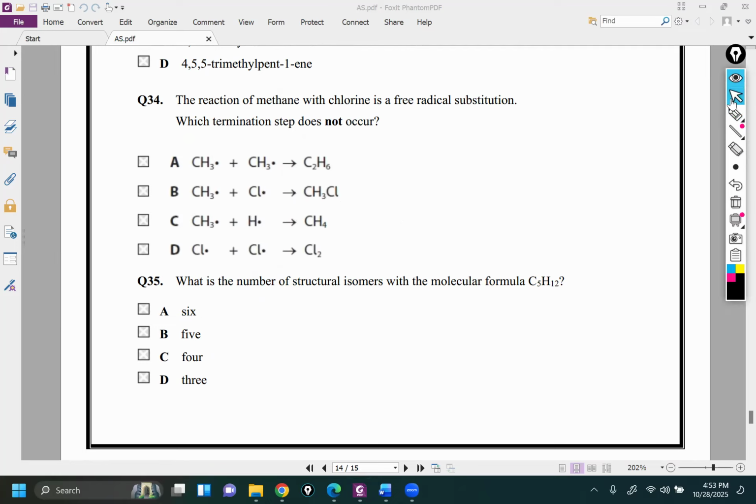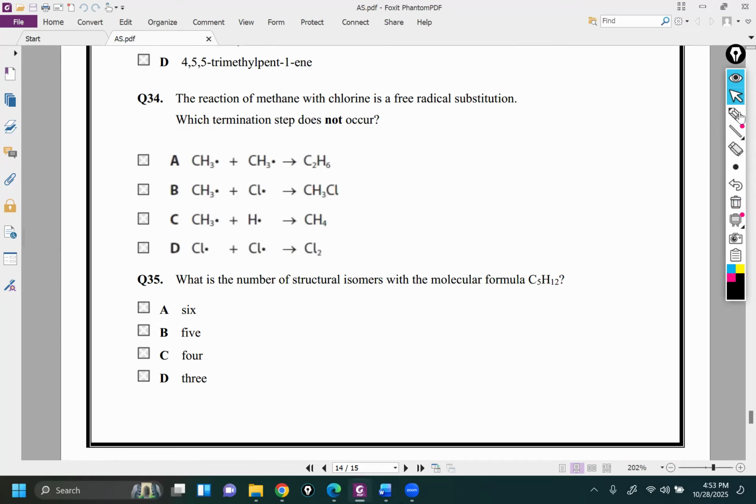Question 35. What is the number of structural isomers with the molecular formula C5H12? Earlier, the question came two times for C6H14. This time it came for C5H12. So, as I told you before, you have to work out the question. This is one structure. Now, reduce one carbon. This is one. And now, reduce one more carbon. And this is the other. So, total 3 structures are possible for C5H12, pentane.